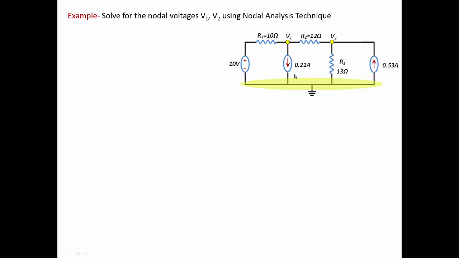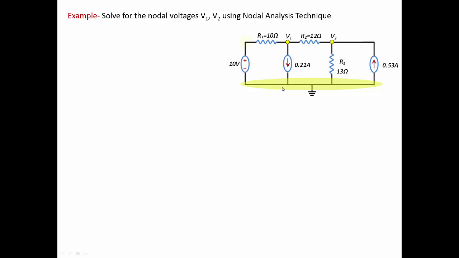Now this is one single node as shown here, because this branch, which is the current source, this branch, which is a resistor, this branch, which is another current source, and this branch, which is a voltage source, are connected at the same node. Now keep in mind that all those short circuits are considered to be the same node because there are no branches or elements connected between them. So this is the first node that we have in the circuit.